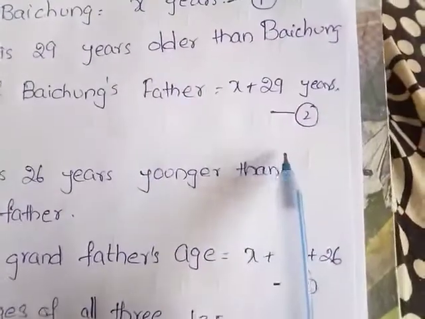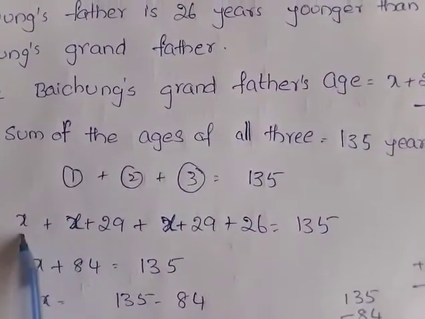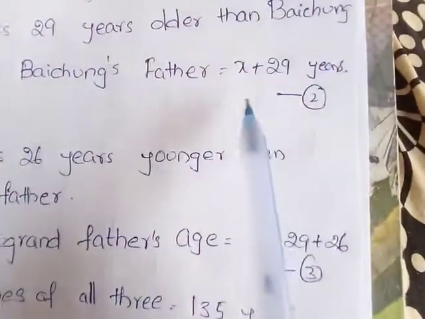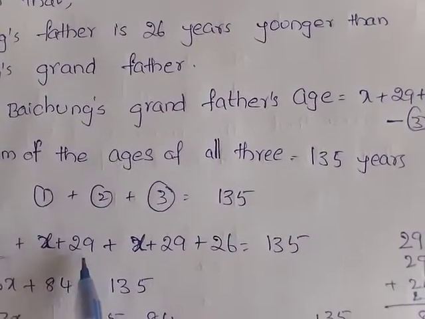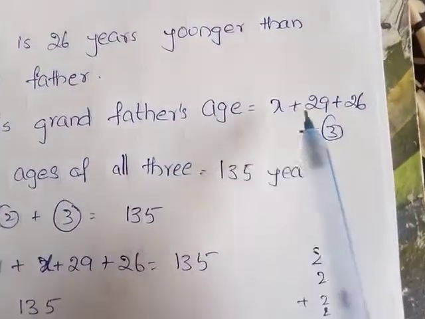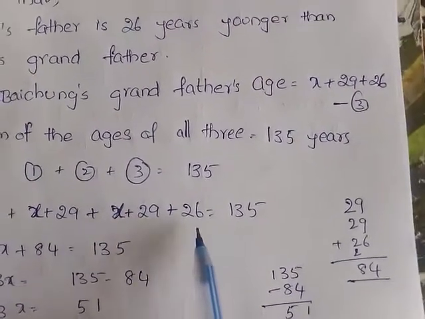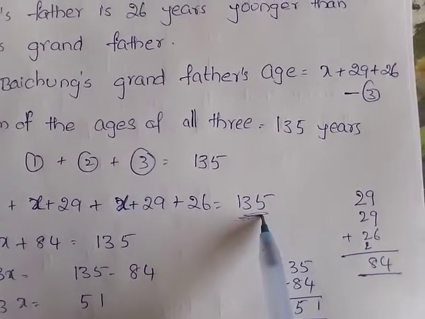What is the first one? Age of Baicheng, that is x. So I am writing here x. What is the second one? Age of Baicheng's father, that is x plus 29 years. So I am writing x plus 29. What is the age of Baicheng's grandfather? x plus 29 plus 26. So x plus x plus 29 plus 26 is equal to 135. That is the value they gave in the textbook.